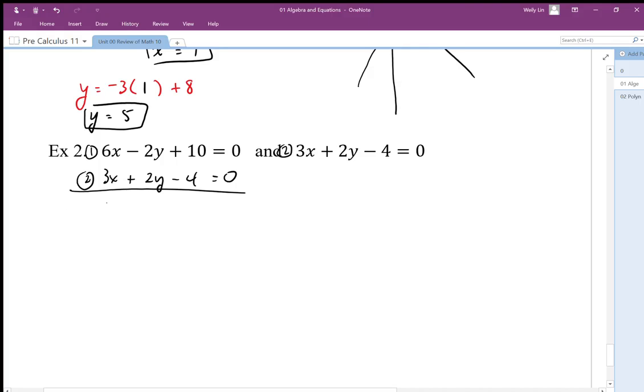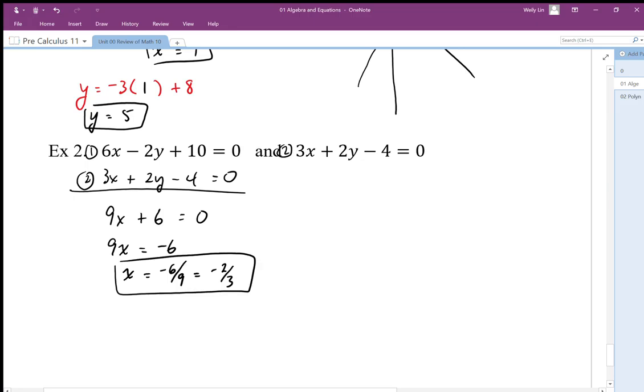So when I add these together, I get 9x, and notice what happens to the y's. Our y's cancel out. Since our y's cancel out, now we can solve for x. 9x equals negative 6. Divide both sides by 9. I get negative 6 over 9. That becomes negative 2/3. There's my solution for x.